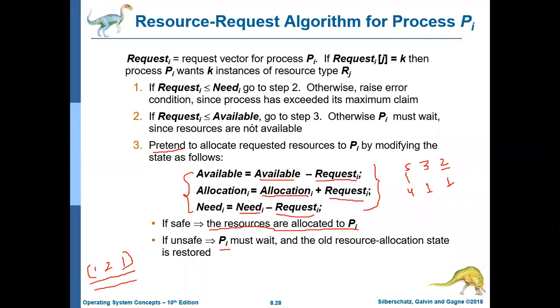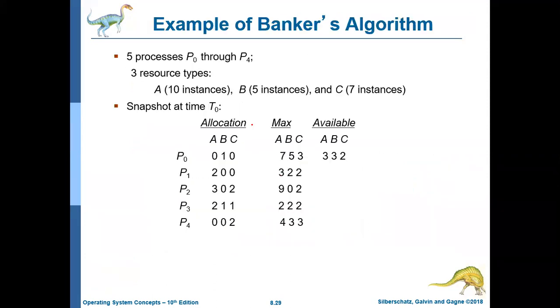Okay, we are moving to the numerical part. Let's say we are having 5 different processes, P0 to P4. This is the question. Question will be having this number of things: 5 processes P0 to P4. We are having P0, P1, P2, P3, P4.